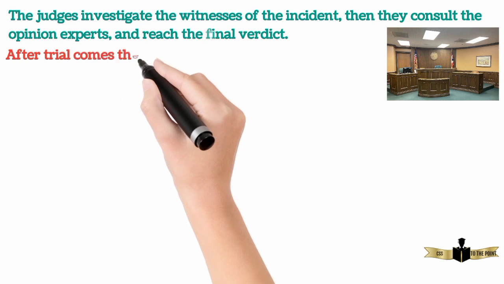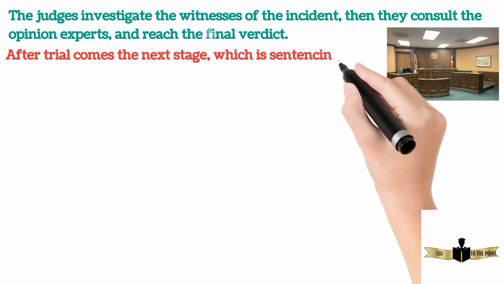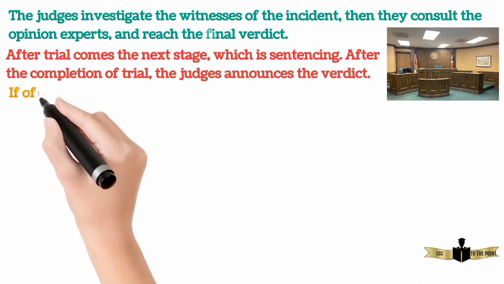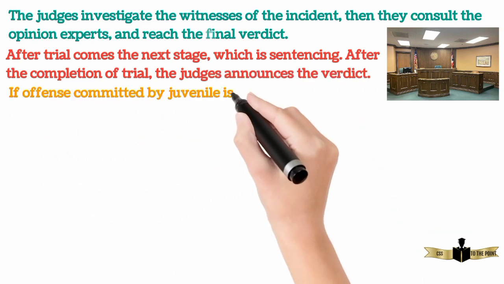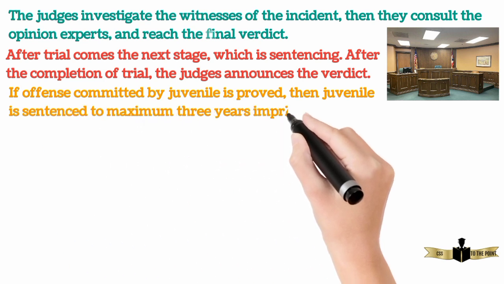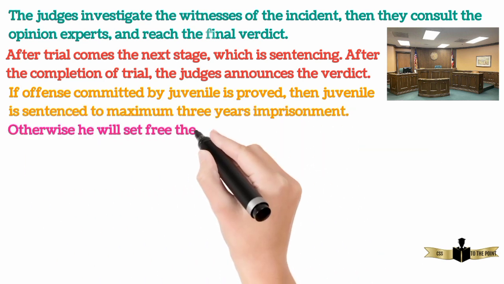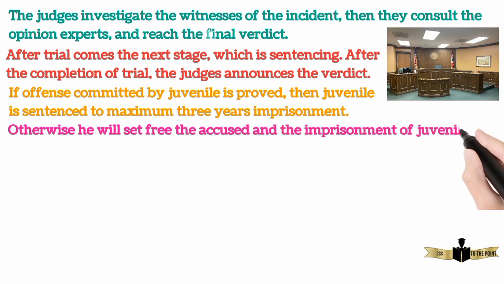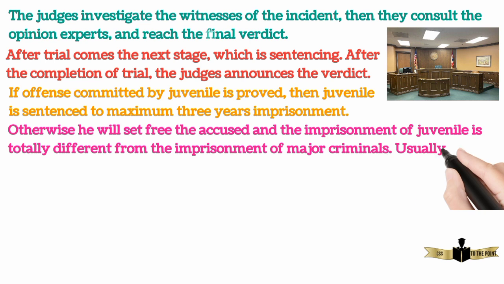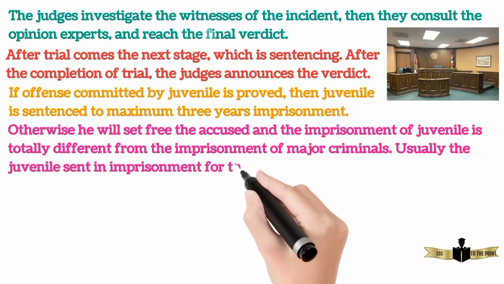After trial comes the next stage, which is sentencing. After the completion of the trial, the judge announces the verdict. If the offense committed by the juvenile is proved, then the juvenile is sentenced to a maximum of 3 years imprisonment. Otherwise he will set the accused free. The imprisonment of a juvenile is totally different from the imprisonment of major criminals. Usually the juvenile is sent to imprisonment for their welfare.